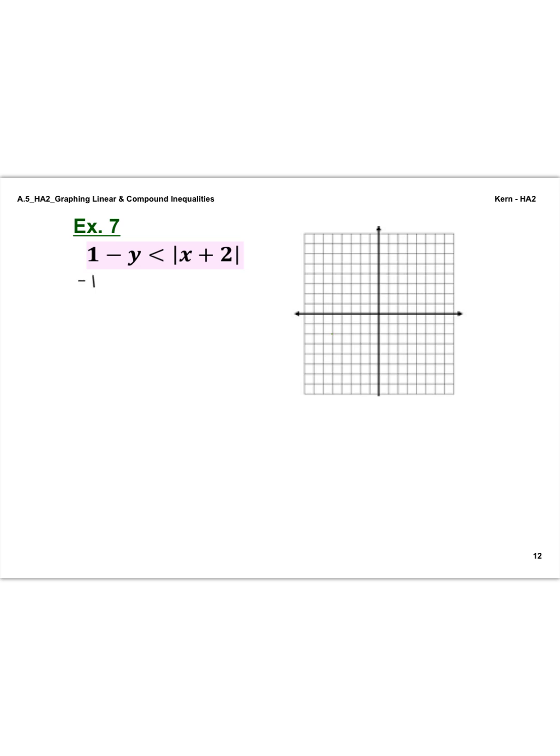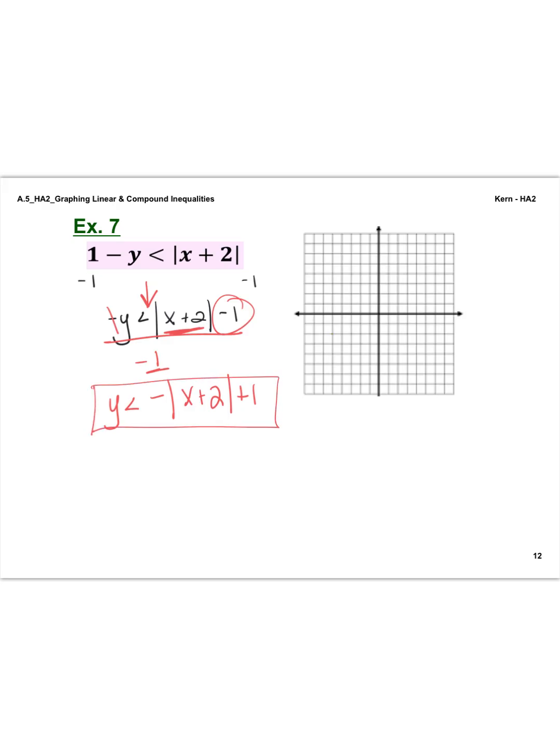We are going to isolate the y. So now we have negative y is less than the absolute value of x plus 2 minus 1. Divide everything by -1. So this is what happens. The negative in front of the y cancels. You put a negative in front of the absolute value. Notice nothing inside the absolute value gets a negative. But this, you have to divide that as well, so that's gonna change. So the negative goes in front of the absolute value, and then anything on the outside is affected. So this is what we're graphing.